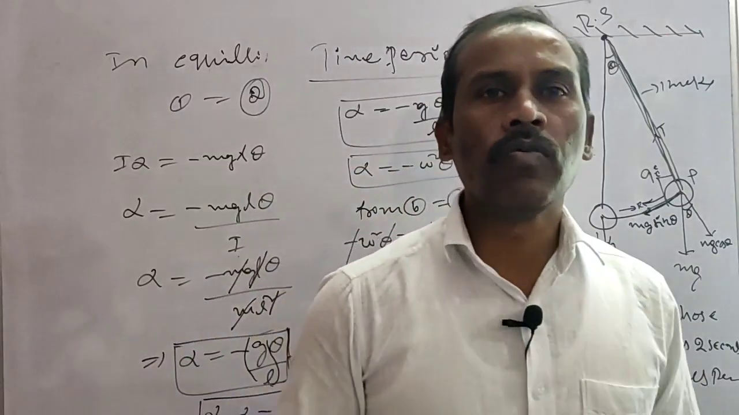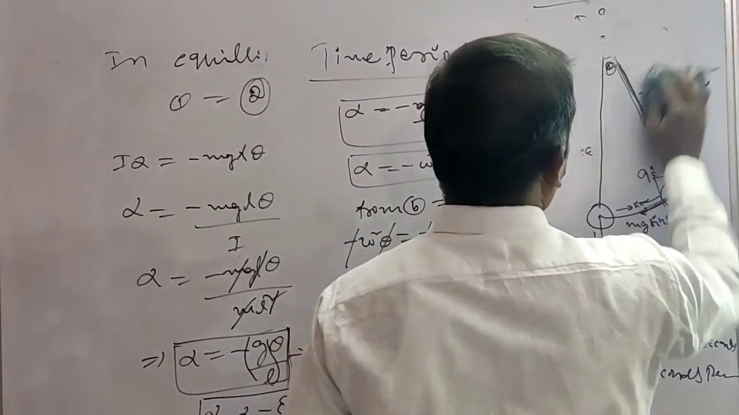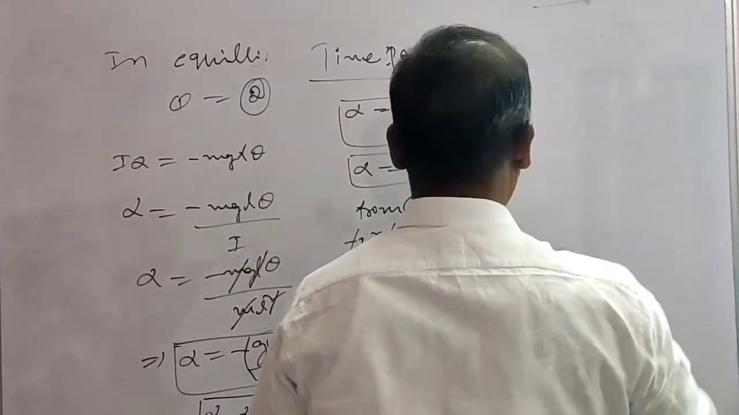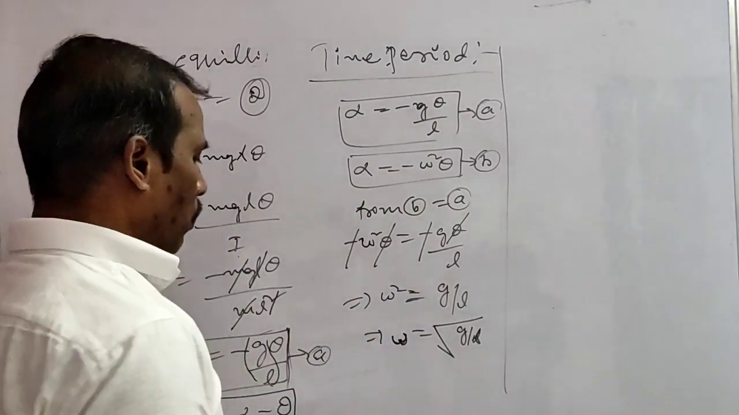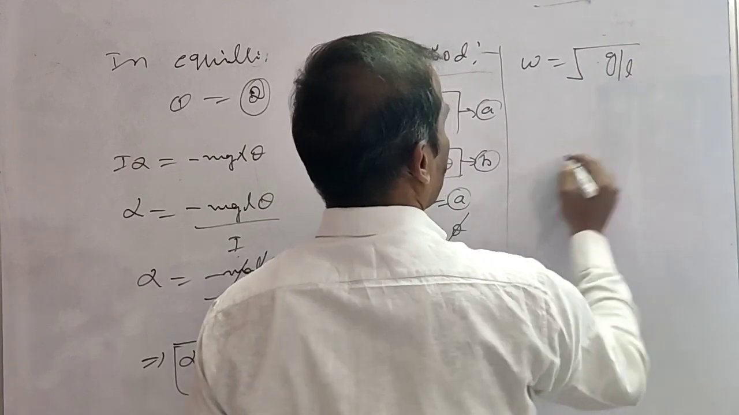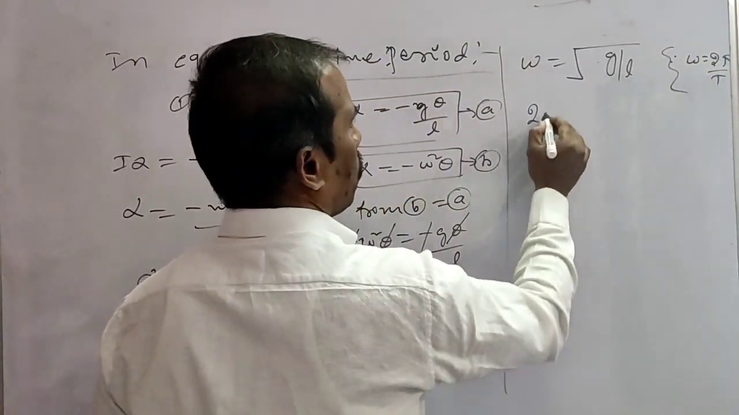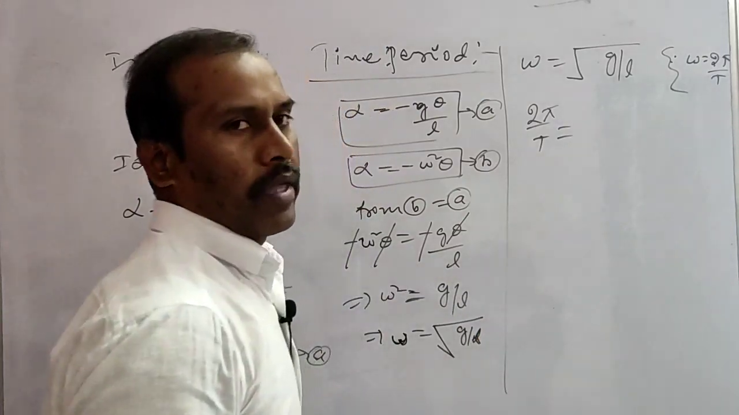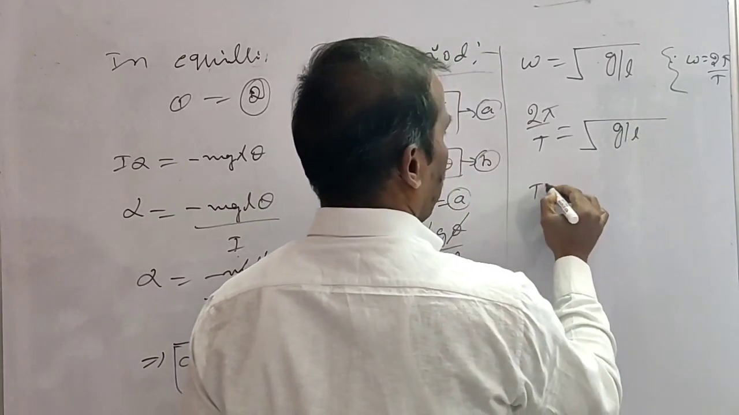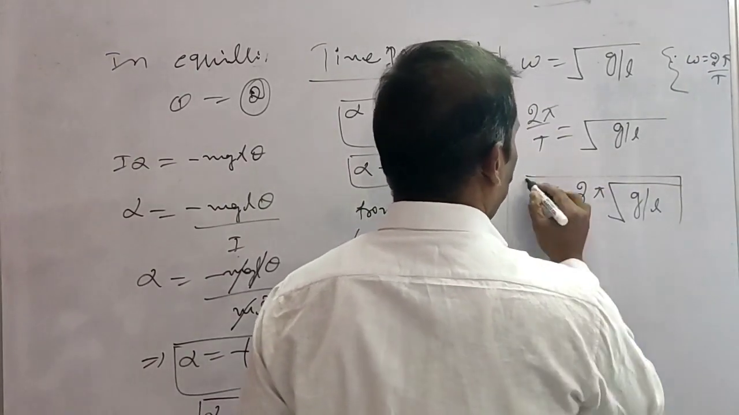Angular frequency is nothing but 2 pi by T, the time period. Now for the time period of the simple pendulum, omega is equal to under root of g by L, and omega is equal to 2 pi by T. So T, the time period of the simple pendulum, is equal to 2 pi under root of L by g. This is the time period of the simple pendulum.